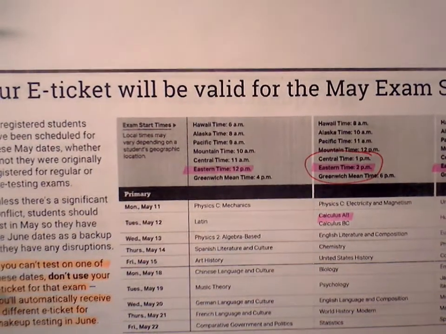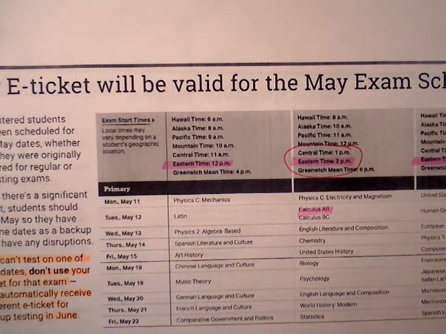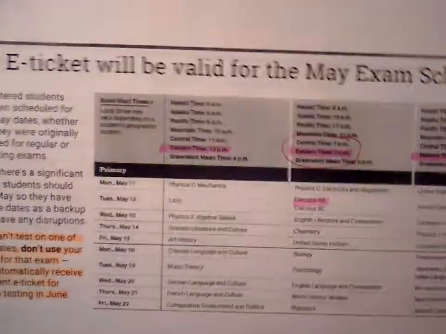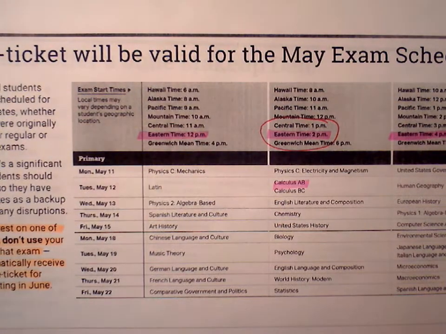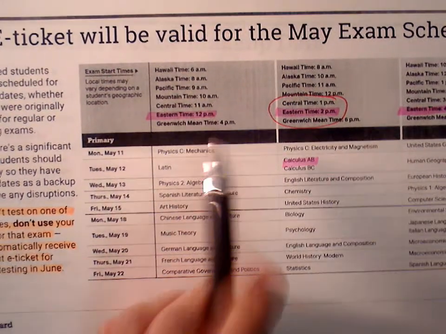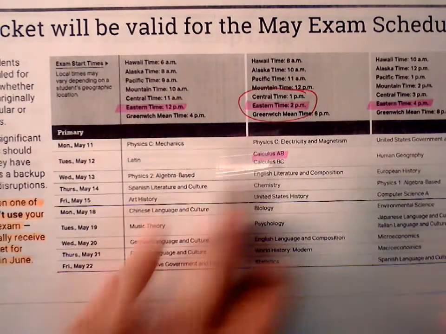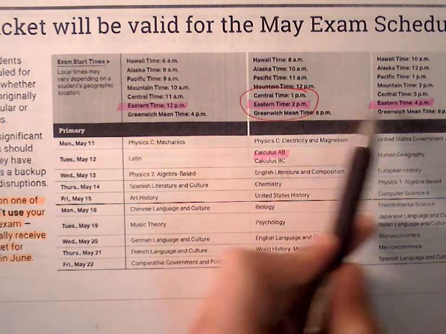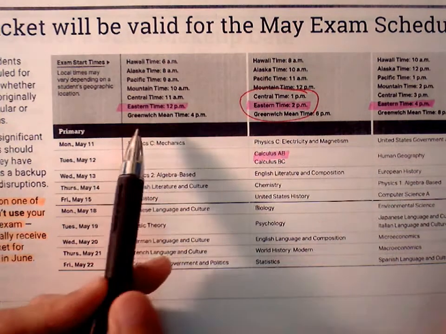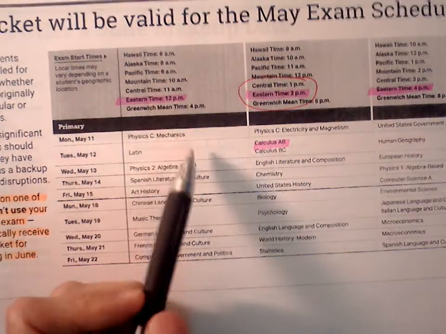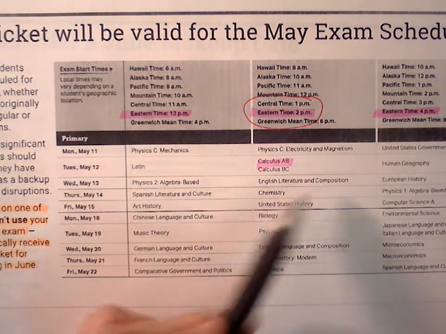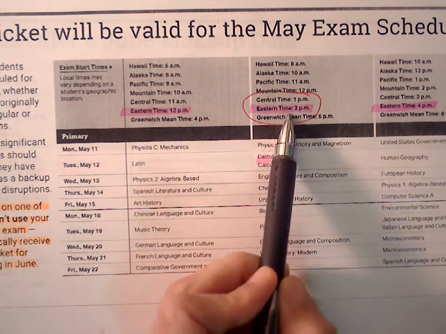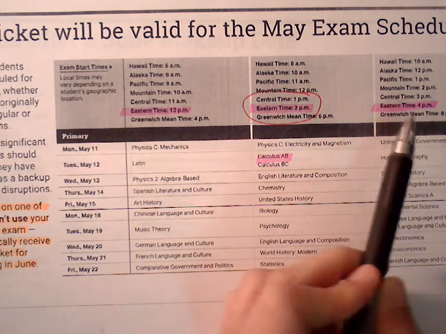Your e-ticket will be valid just for the May exam schedule. Okay, just for the May exam. Now, College Board has already indicated to the teachers that this is where they're going to have a lot of issues, in terms of students knowing which time for which exam. Notice that depending on which day you're taking your different exams, it could be either at 12 o'clock, it could be at 2 o'clock, which is our AB exam, or at 4 o'clock.